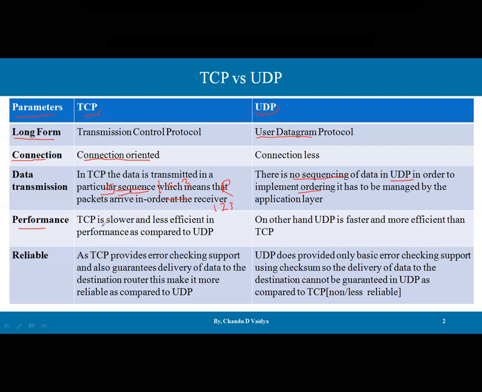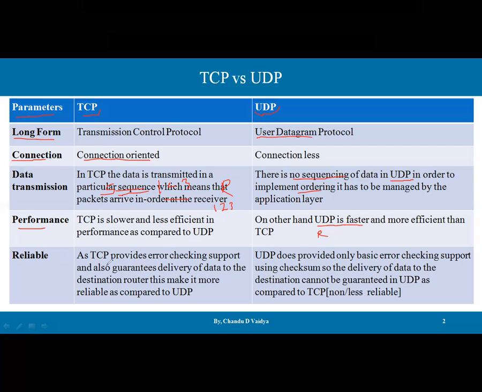Then performance. TCP is slower and less efficient in performance as compared to UDP. As we know, guys, it requires a communication path to be established, so it takes some time. So performance is going to be less and it is less efficient. But on the other hand, UDP is faster and more efficient than TCP because here the response time is very low, we can say, whereas in TCP we need to wait for the packets to arrive in sequence order, etc.